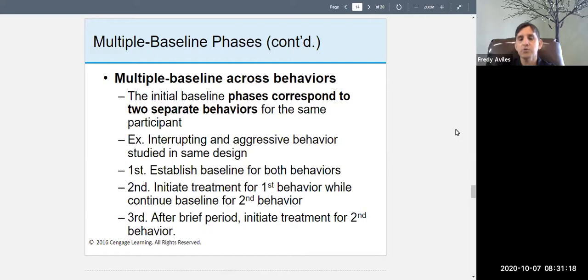And then continue to observe the second behavior, the aggressive behavior, without any treatment, okay? And after a brief period, after a short amount of time, right, you initiate the treatment for the second behavior. Okay, so you give a treatment for the second behavior. There's 2 different treatments, 2 different behaviors, okay?